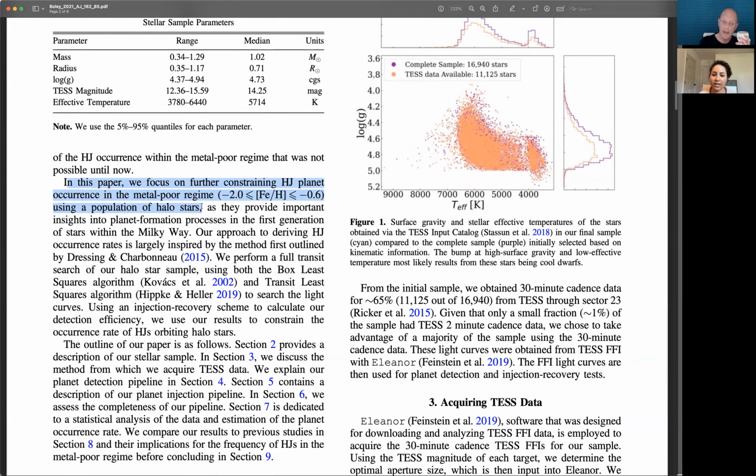So one of the cuts that we ended up making to ensure that our stellar population was actually halo stars is we did a velocity cut. Basically anything that was above a particular velocity, we were able to say with pretty good confidence that these are not in the thin or thick disk. And so we made that cut.